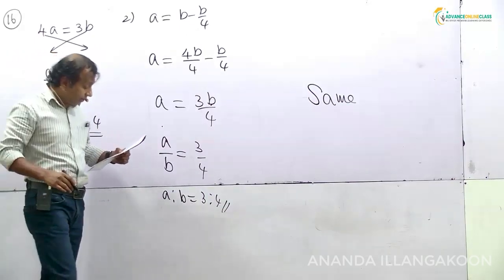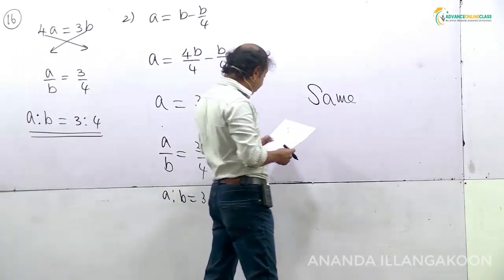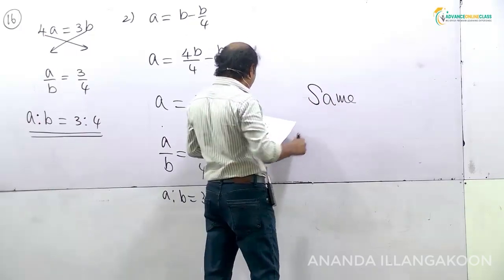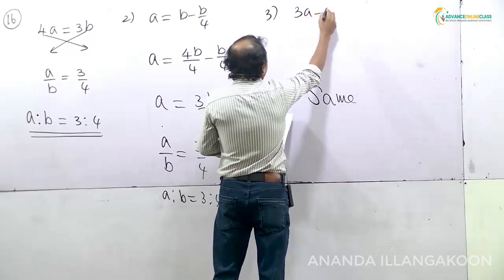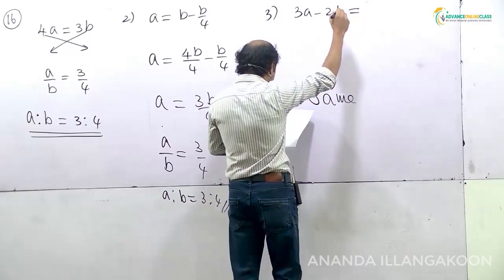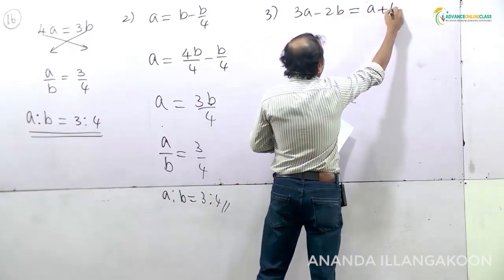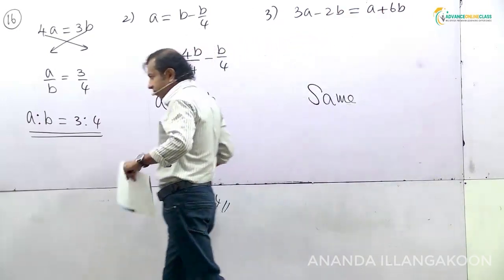It's the third one. I think you can do the third one, no? Yes, very easy one. 3A minus 2B is equal to A plus 6B. All right. Bring A terms to one side, B terms to the other side.